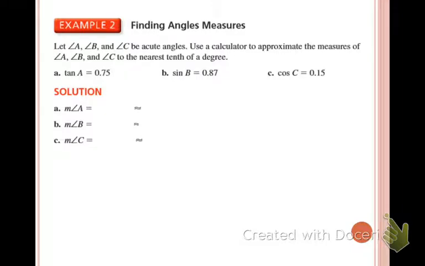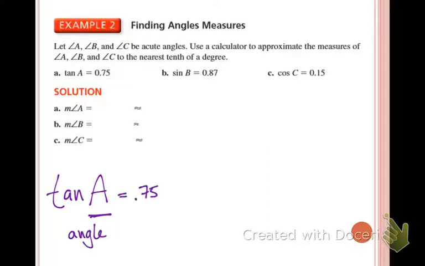You have this top section. This is 6 of your classwork problems right here. It says let A, B, and C be acute angles. Use a calculator to approximate the measure of angle A, angle B, and angle C to the nearest tenth of a degree. So in letter A, tangent of angle A equals 0.75.